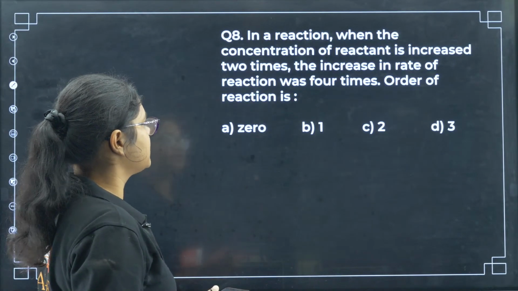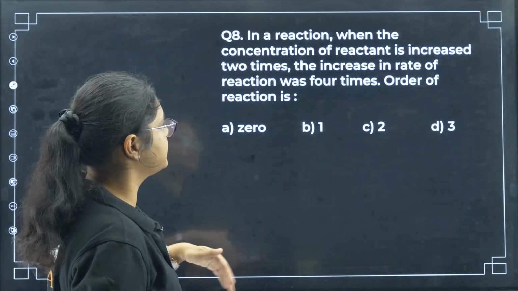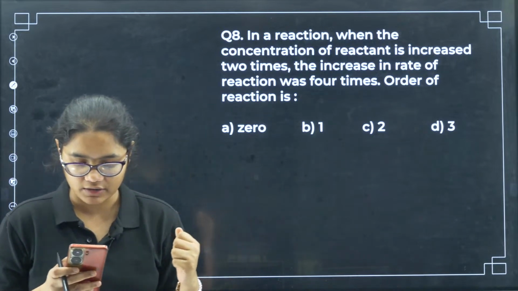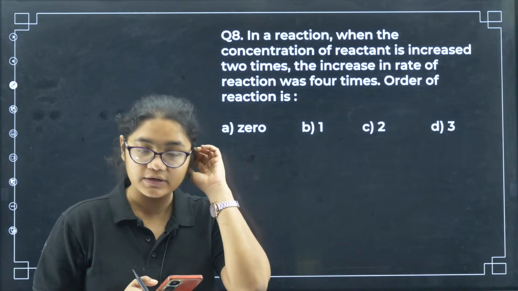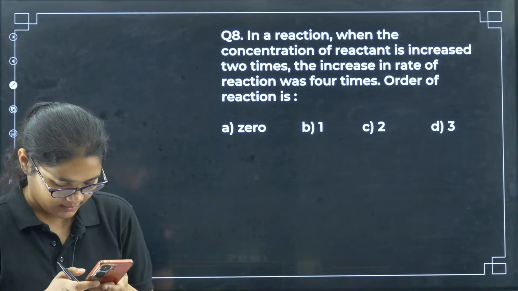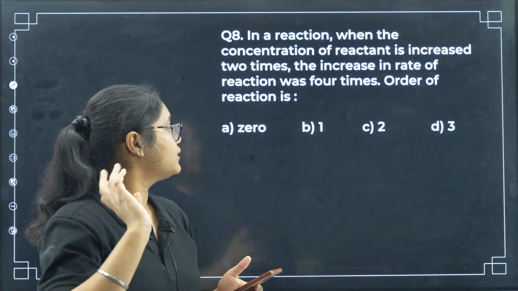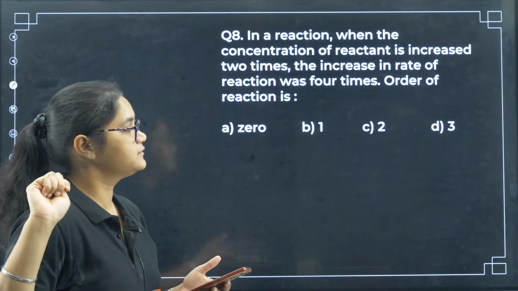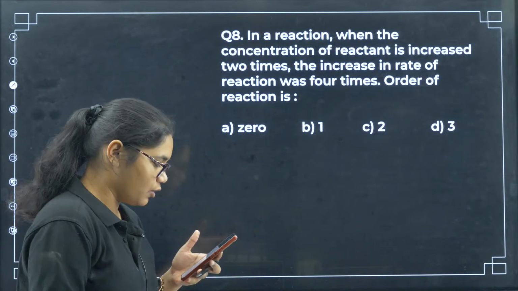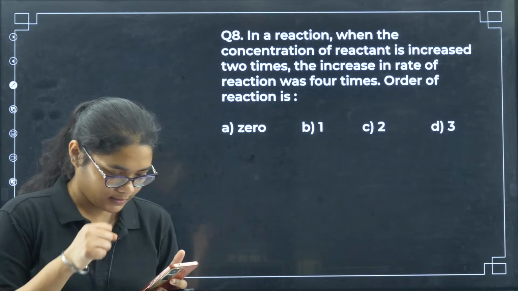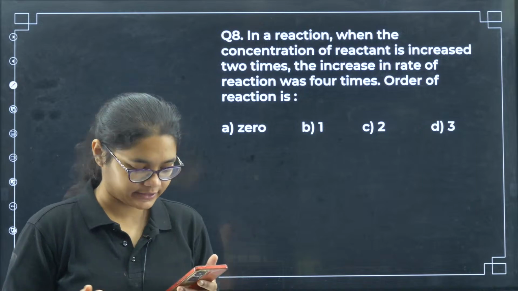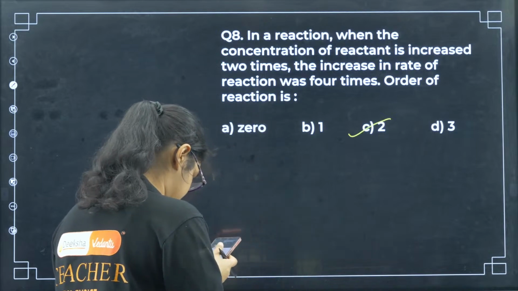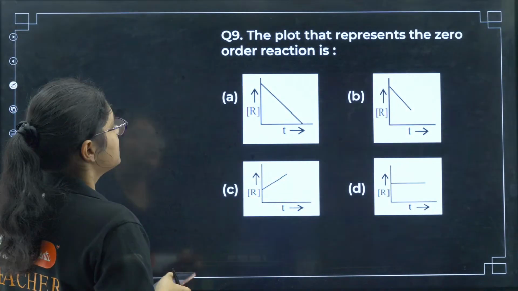Next, 8th. In the reaction, when the concentration of the reactant is increased 2 times, the increase in the rate of the reaction was 4 times. Then what is the order of the reaction? This is a very simple question. If the reactant is increased by 2 times and the rate has increased by 4 times, then what is the order of the reaction? 0, 1, 2 or 3? Yes, students, direct answer, second order. All of you are correct here. It is a second order reaction. Very good.